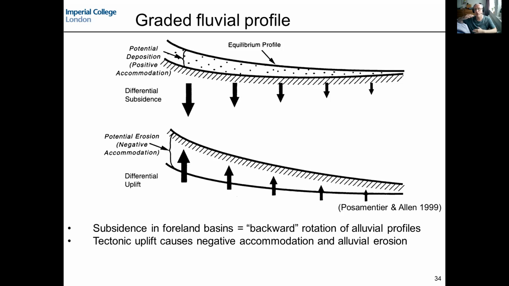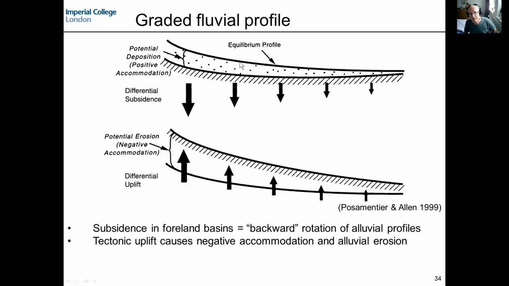Instead of shifting the whole profile up or down, we could also tilt that profile. So in this case, what we're showing is the original graded profile, but in this top image, we have tectonic subsidence which is greatest on the left, so that's greatest towards the basin margin, and the magnitude of tectonic subsidence, the size of these arrows, gets smaller towards the right. So that indicates we have less subsidence on the right, more subsidence on the left.